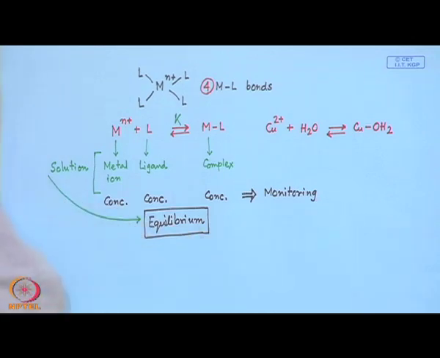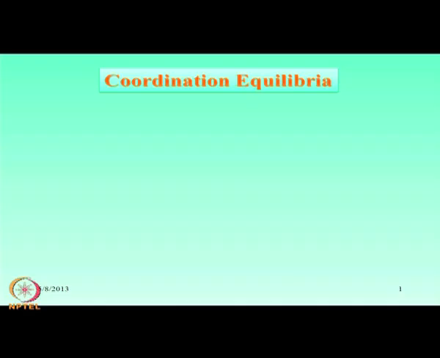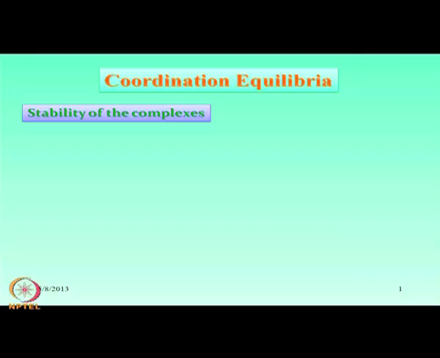So, we will be talking in this particular class about the coordination equilibria. We have more than one such equilibrium process. If we consider that there are 4 ligands and one after another the ligands come and bind to the metal center, in that particular case, how can we talk about the stability of the corresponding complexes, how stable the complex is?